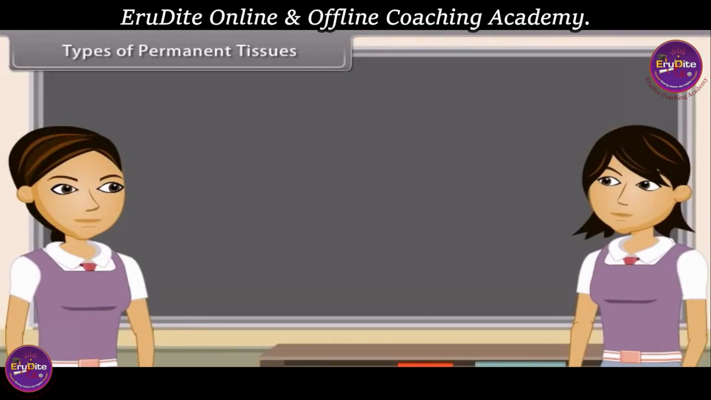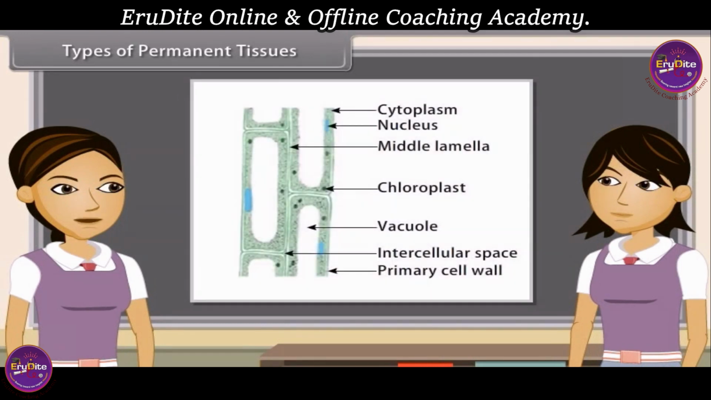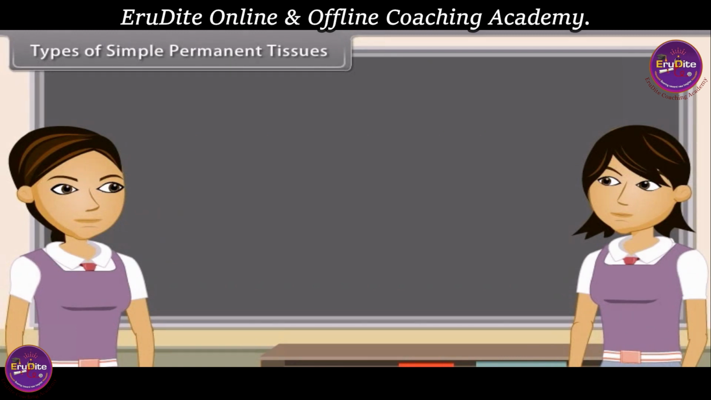Types of permanent tissues. Permanent tissues are of two types on the basis of nature of cell: simple permanent tissues and complex permanent tissues. Simple permanent tissues are composed of cells which are functionally and structurally similar. Types of simple permanent tissues. On the basis of nature of cells, simple permanent tissues are of three types: parenchyma, collenchyma, and sclerenchyma.